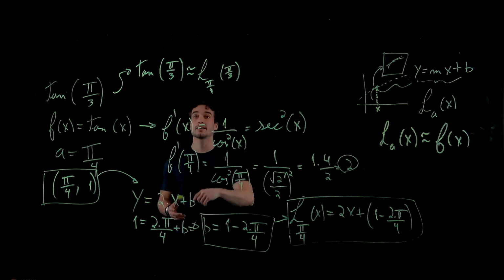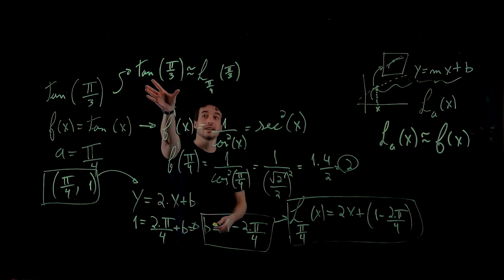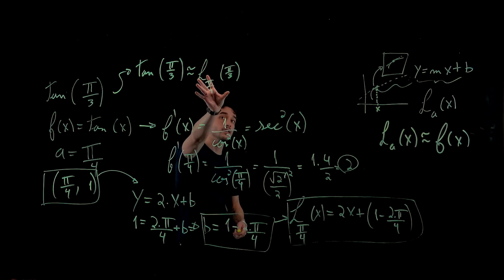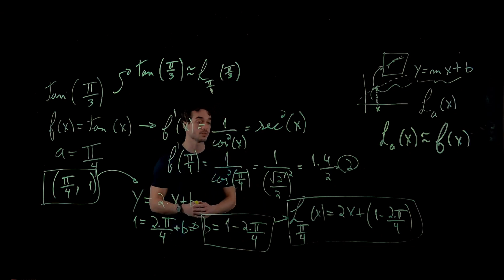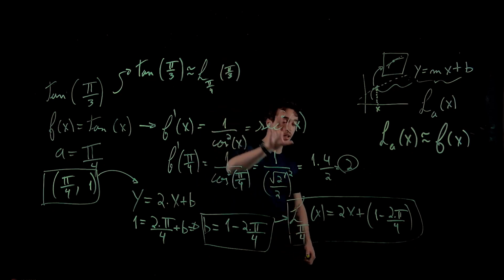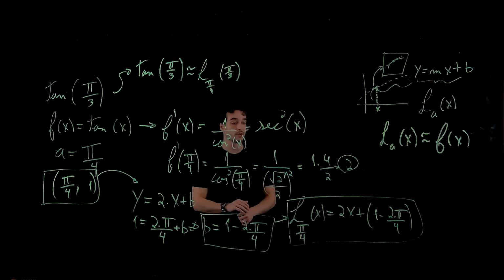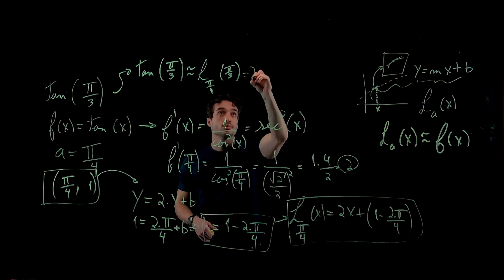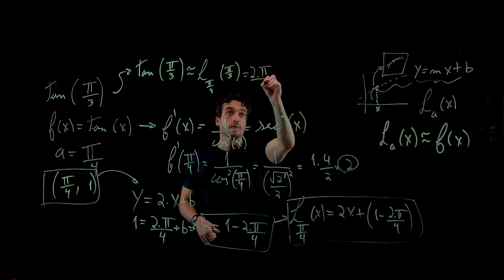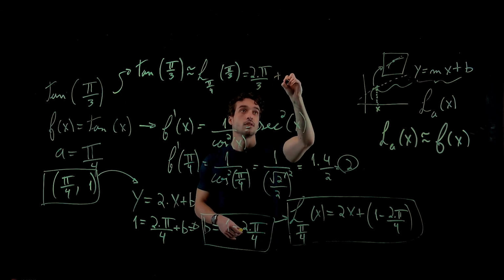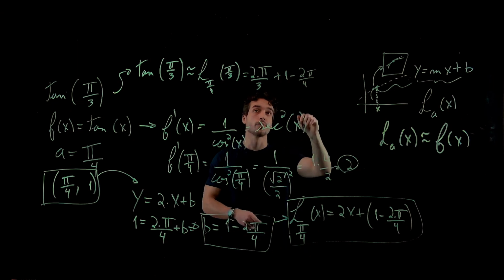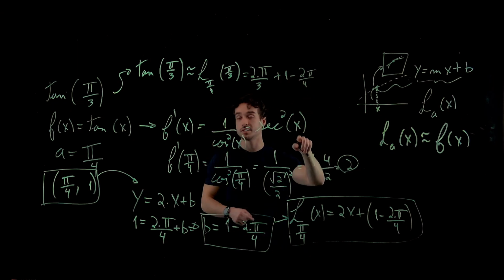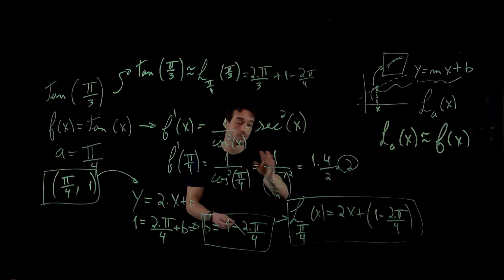So let's look back at the original problem. To approximate the tangent at pi over 3, I need to calculate the linearization at the point pi over 4, calculated at pi over 3. So this means that I want to put the pi over 3 exactly inside of the value of my function x here and find out exactly what I get. So this is going to be 2 times pi over 3 plus 1 minus 2 pi over 4. I can put the 2 in evidence here. Okay, I'm just going to erase here the bars.